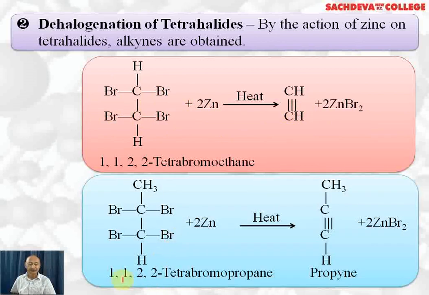Here we are taking 1,1,2,2-tetrabromopropane. This is the first carbon, this is the second carbon, this is the third carbon. So 1,1,2,2-tetrabromopropane is heated with 2 moles of zinc, and here we remove 4 bromine with the help of 2 moles of zinc to form 2 moles of zinc bromide, and here a triple bond will be formed, resulting in the formation of propyne.